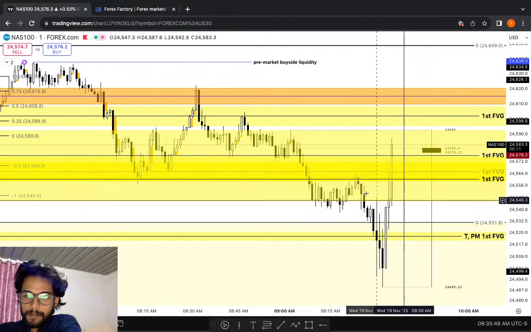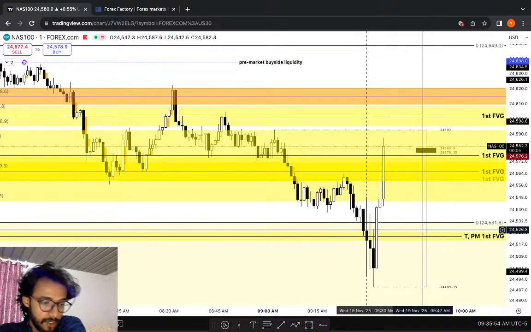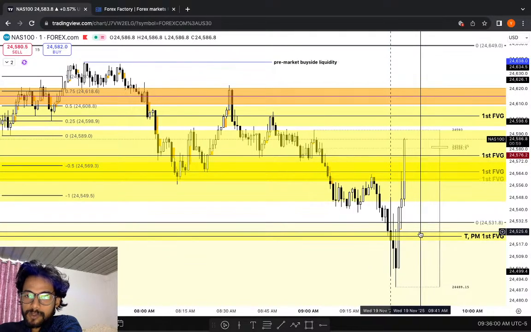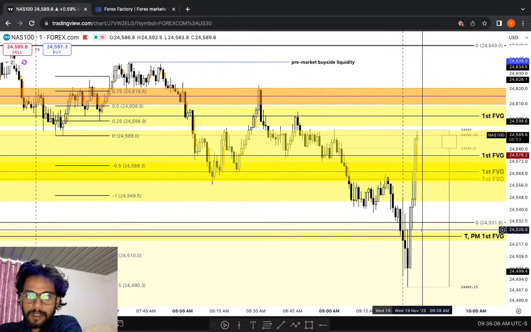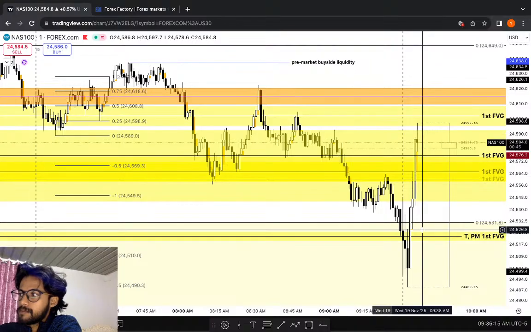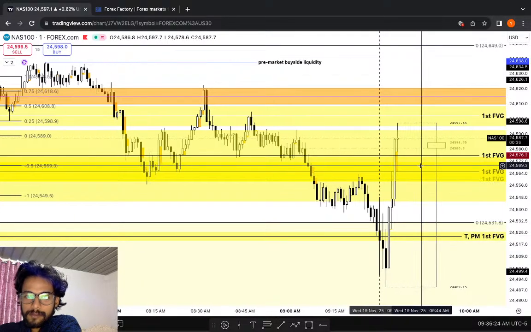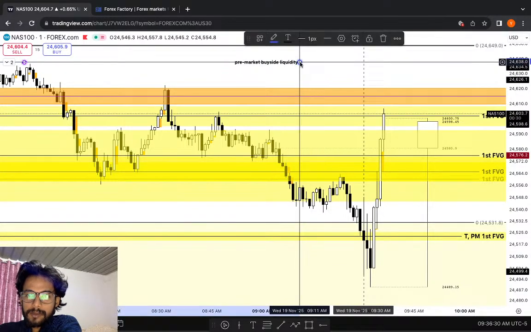So it moved up, which is good, but I am not interested in trading the AM sessions on Wednesday because I like to trade the PM session. So I've scalped around 40 points and I'm content with that. Okay. But it is moving higher, no doubt about it. So pre-market buy side as marked, we are reaching towards that.